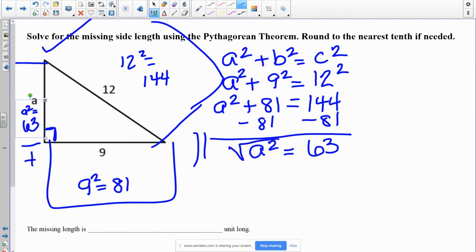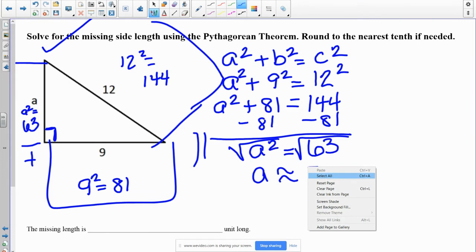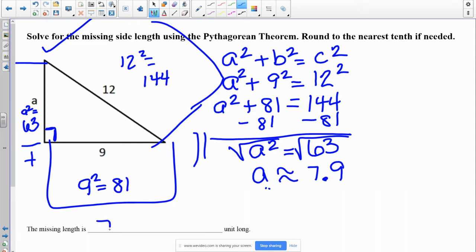So you're going to square root to undo the square. So that undoes that and gets a, and then is equivalent to, I'm going to type it in my calculator. I'm going to notice that again, it's irrational, which means it's not a rounded number. So I'm going to round to the nearest tenth, which is 7.9. So the missing length, which is a leg, is approximately 7.9 units long.